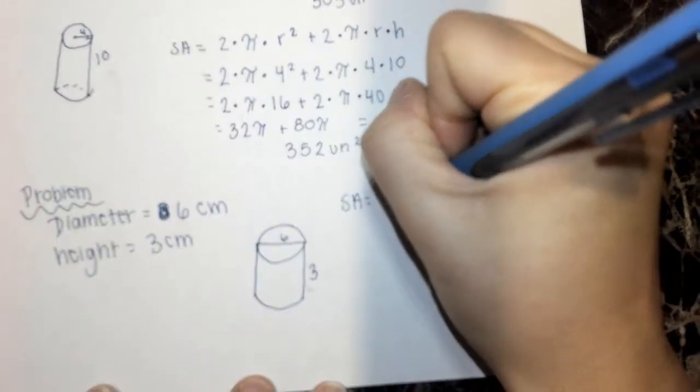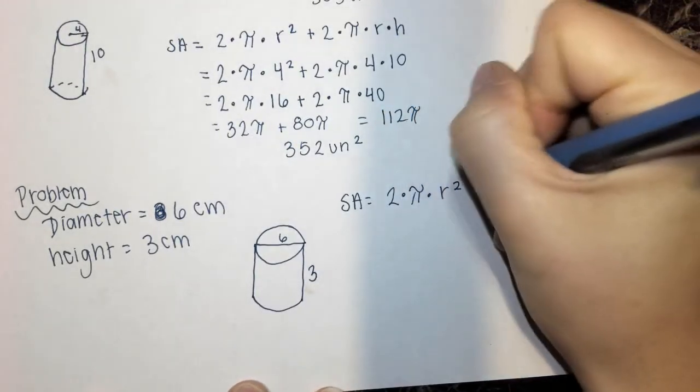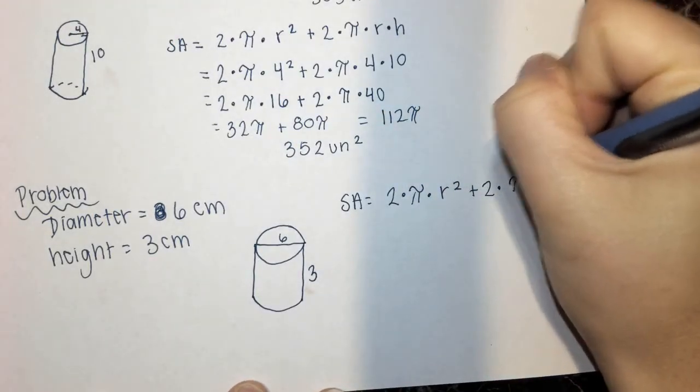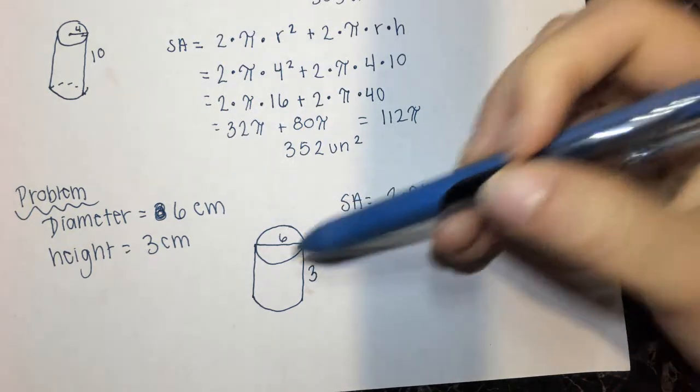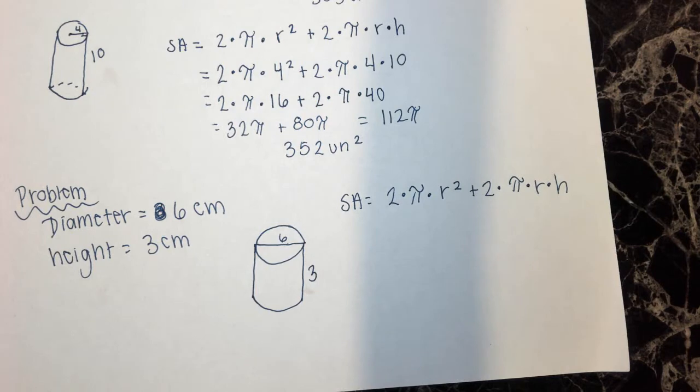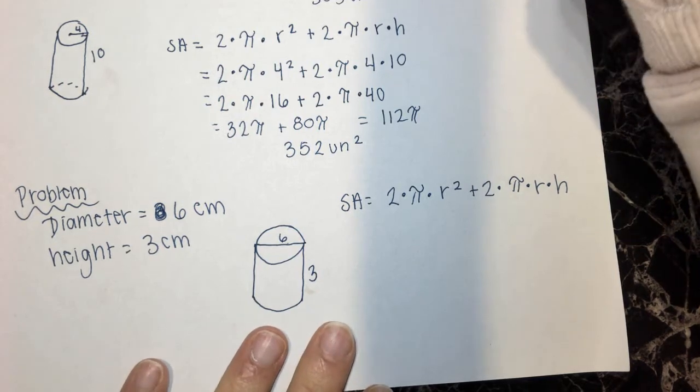2 times pi times radius squared plus 2 times pi times radius times your height. So I need to find the radius. You have your diameter, you're going to find radius. So that is something I want you to pause this video, solve. We're going to go over the answer when we meet on Zoom on Monday. Okay? So that's the first part.